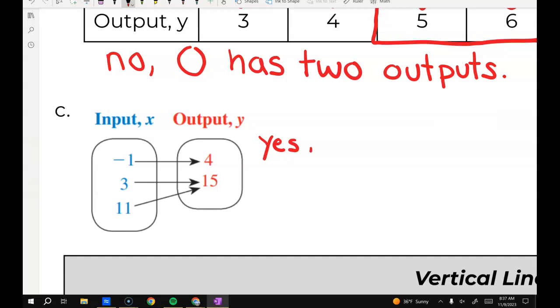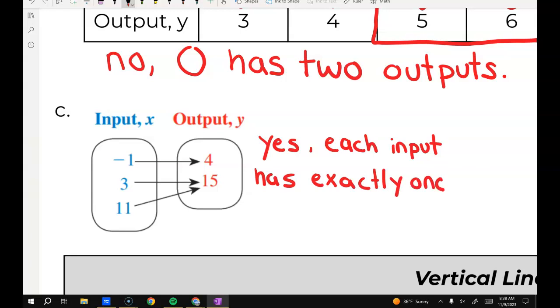And then we use the same wording we used for example A: each input has exactly one output. You could use that each time something is a function. You could just use this phrase here. You don't have to make up your own phrase. You could take this word for word, because we're just matching the definition of a function.